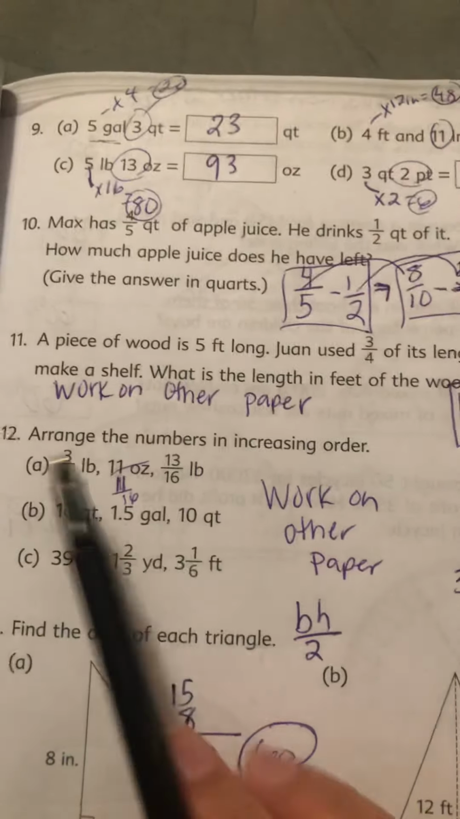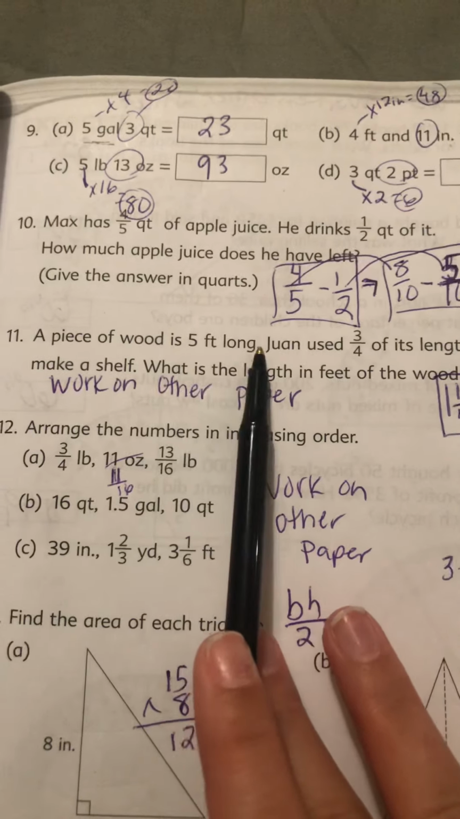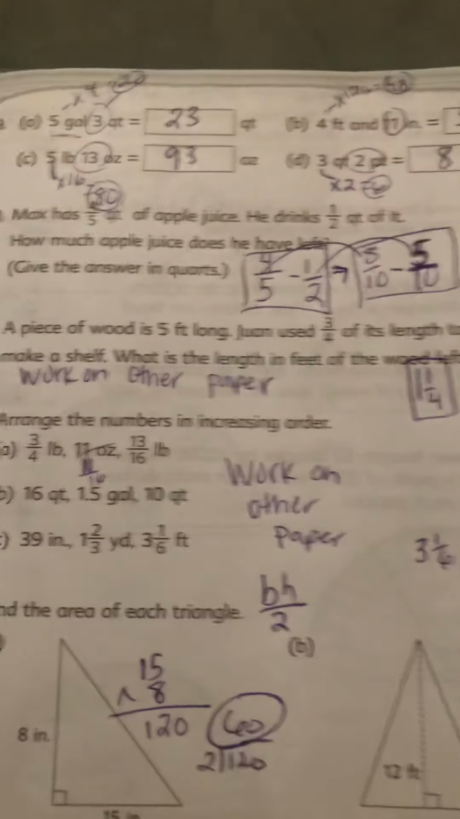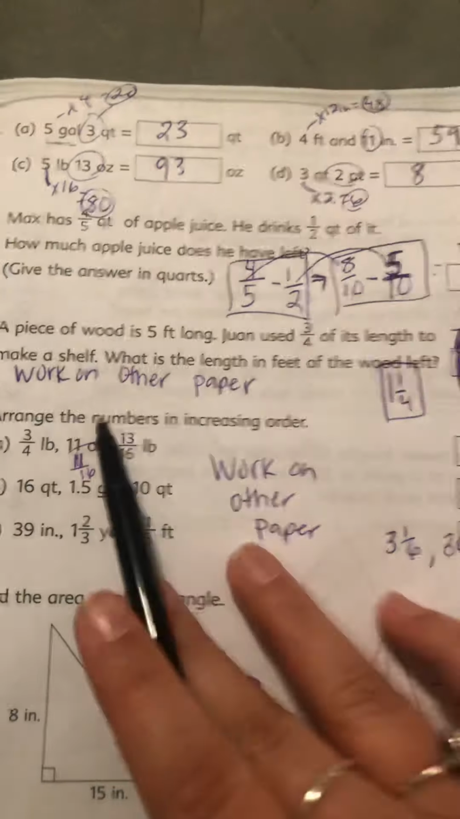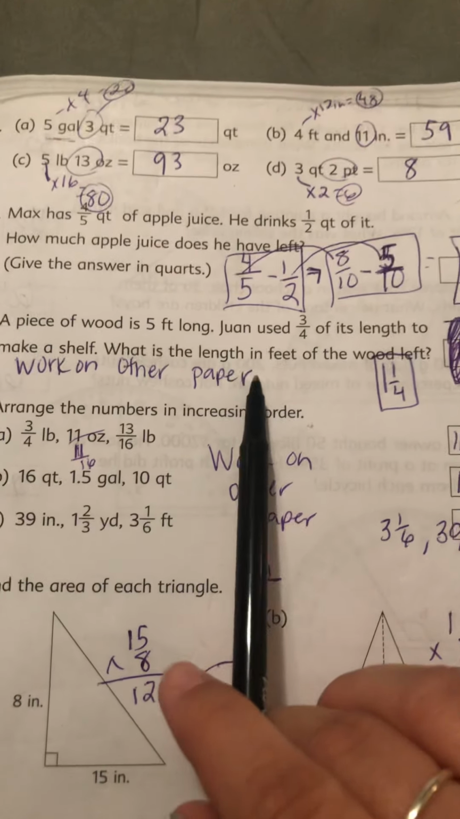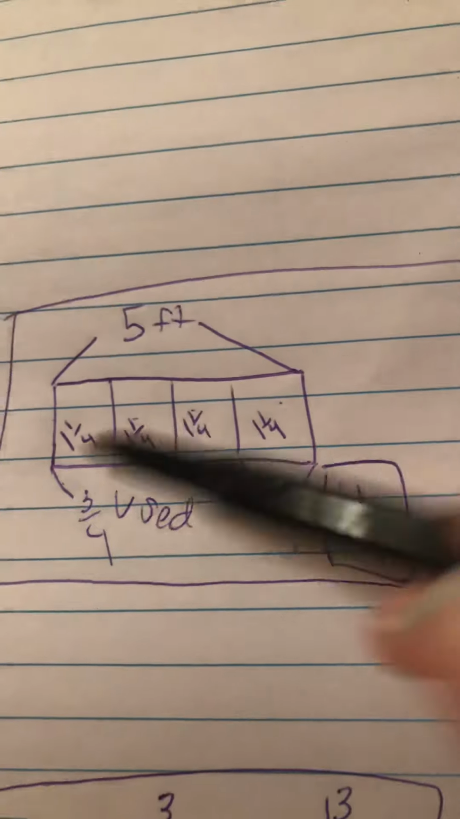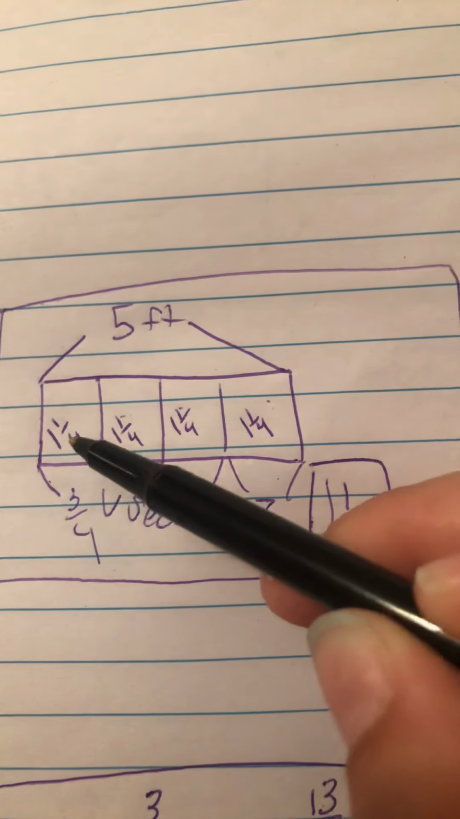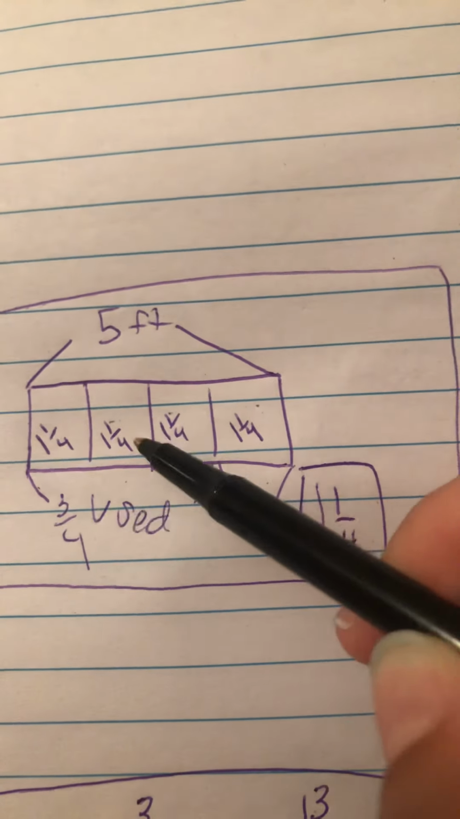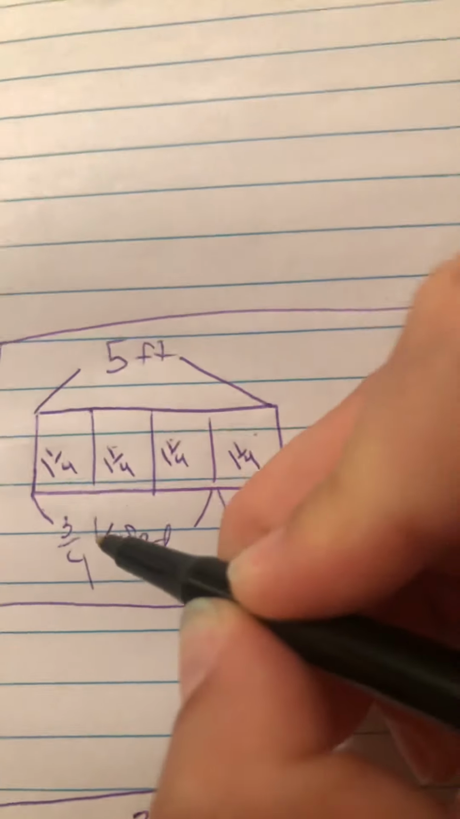For 11, a piece of wood is 5 foot long. Juan used 3/4 of it, right, to make a shelf. And so what is the length that he had left? So I made a bar model for this one. We had a total of 5 foot, right? And if we cut it into 4 pieces, I can see that each of them should be worth 1 1/4, right? Equally 1 1/4.